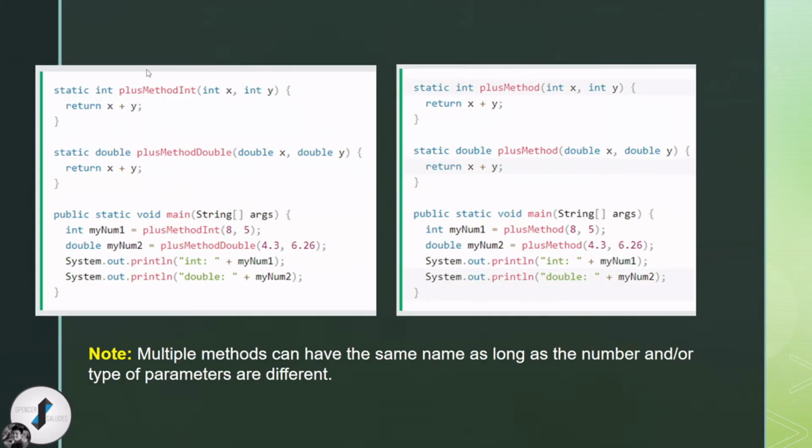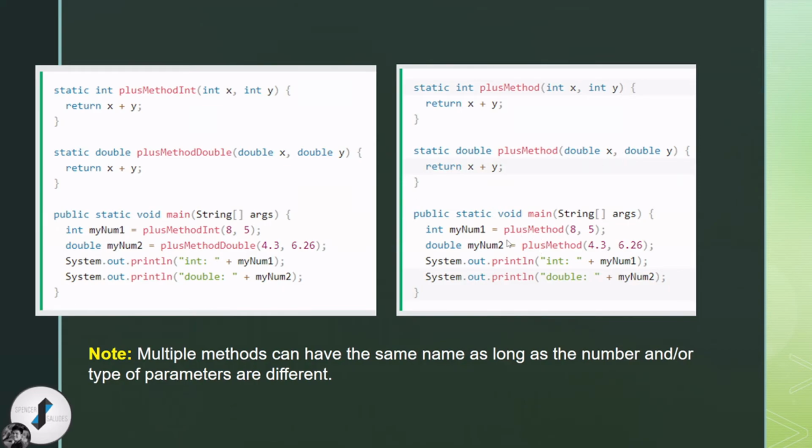Example, we have here static int plus method int, tapos static double plus method double. So, instead na ito ang gagawin natin na magkahiwalay o magkaiba yung pangalan nila, kasi almost the same yung ginagawa nila, yung function nila, magre-return lang ng addition ng dalawang number. So, instead na ganun, pag-iibay natin yung pangalan, pwede na nating parehas na yung pangalan, magkaiba lang yung parameter nila. Dito, integer, dun sa isa, double.